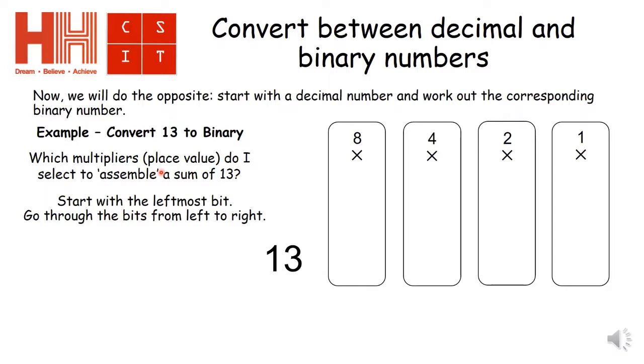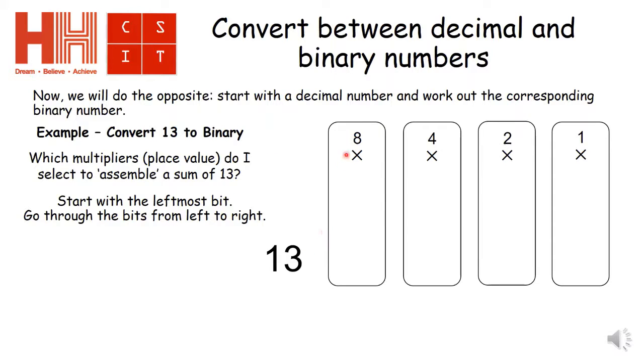What I need to do in order to find out what 13 is in binary is assemble the number 13 from these digits: 8, 4, 2 and 1. Now to do this we start from the leftmost bit, in this case the 8, and work our way from left to right.